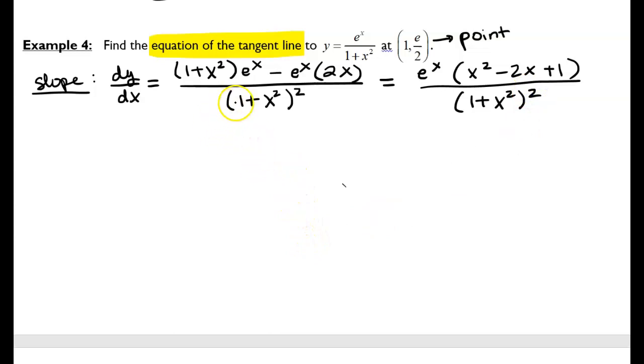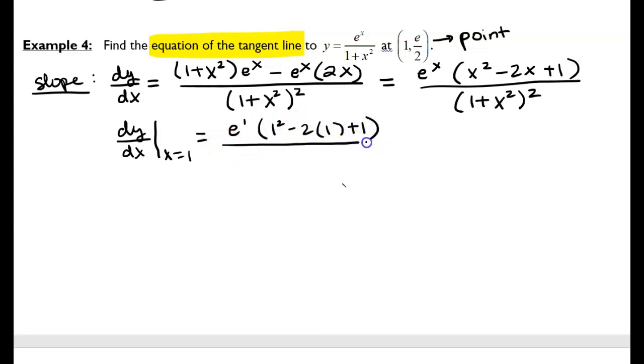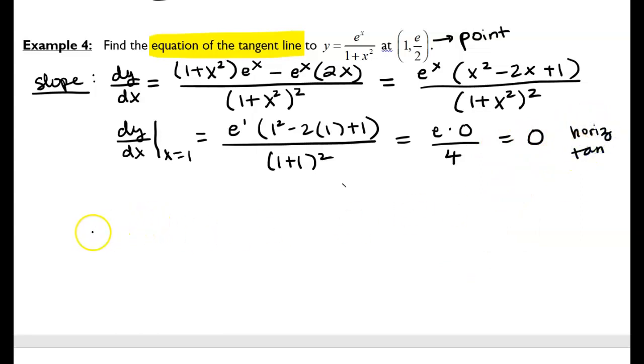Now remember, that's not my slope yet. I actually have to plug in x equals 1. The way I write that, I write dy dx and then an evaluation bar at x equals 1. And so I have e to the first times 1 squared minus 2 times 1 plus 1 all over 1 plus 1 squared. That gives me e times 0 over 4. But if I multiply anything by 0 and divide by a constant, that has to be 0. So if I have a 0 slope, that actually means this is a horizontal tangent. It didn't ask me about that, but it's just something to keep in mind.